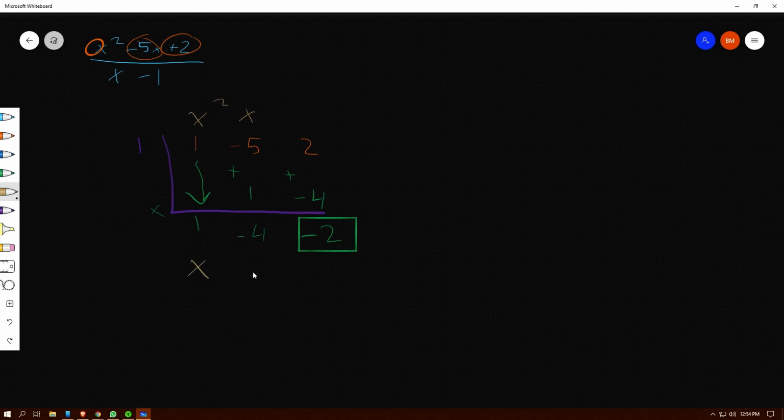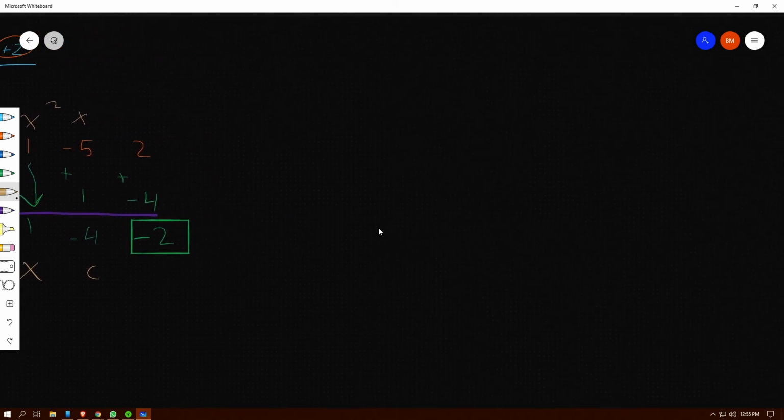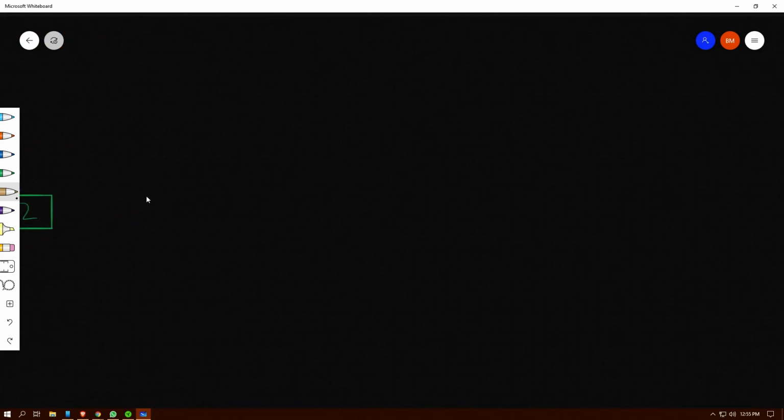So we have x squared. Again, we know that that 1 was the x squared, the -5 was the x. So when I divide, my first term is going to be an x. So I have a 1x. And then my constant is a -4. And then -2 is my remainder. That tells me that the factor wasn't a root, which is fine. Or that wasn't a factor, wasn't a root.